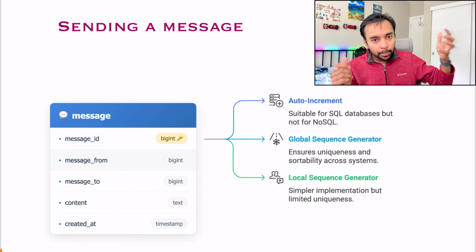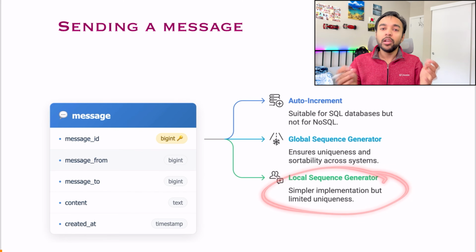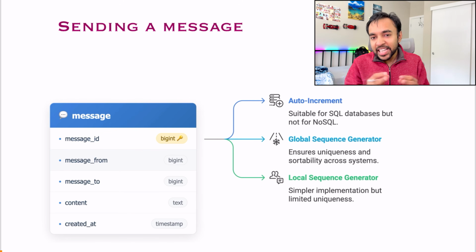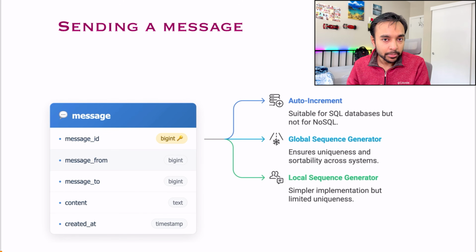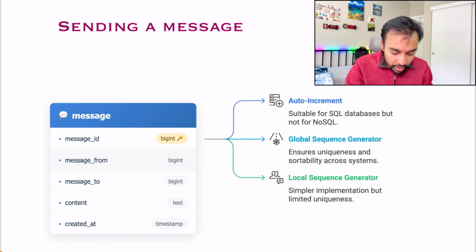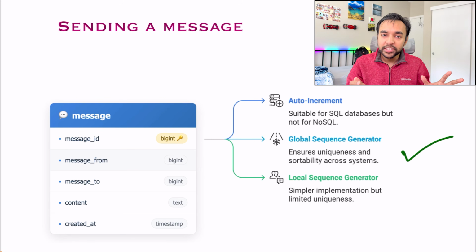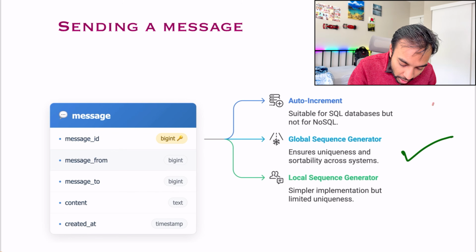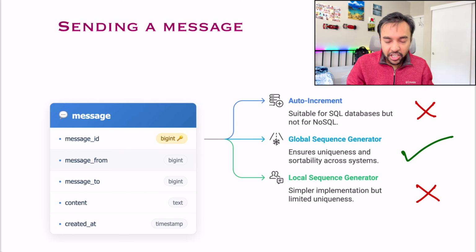Apart from this, you can also have a local sequence generator, but that would once again work for smaller systems. So in our current scenario, the approach that works for us is a global sequence generator. And the auto increment and the local sequence generator won't be good for us. Just pause for a moment and understand why this message ID is important, because this will help you to synchronize your messages across different devices. We'll come to it later.